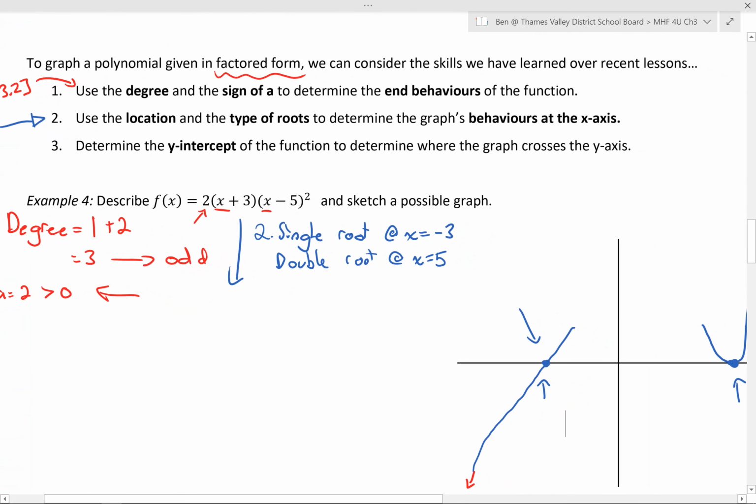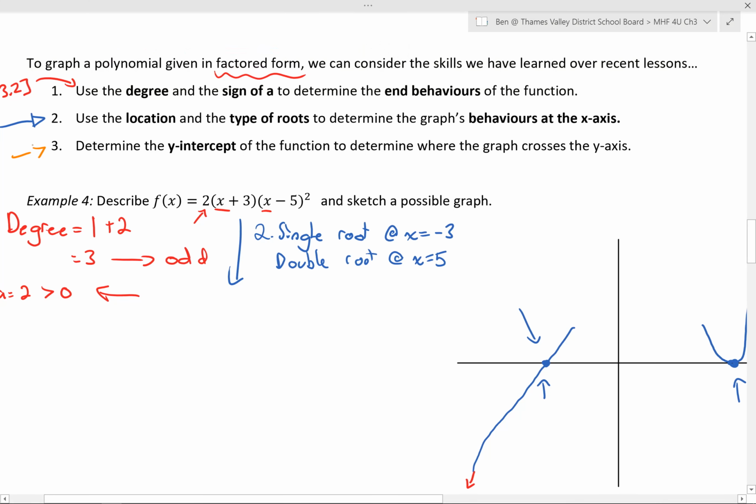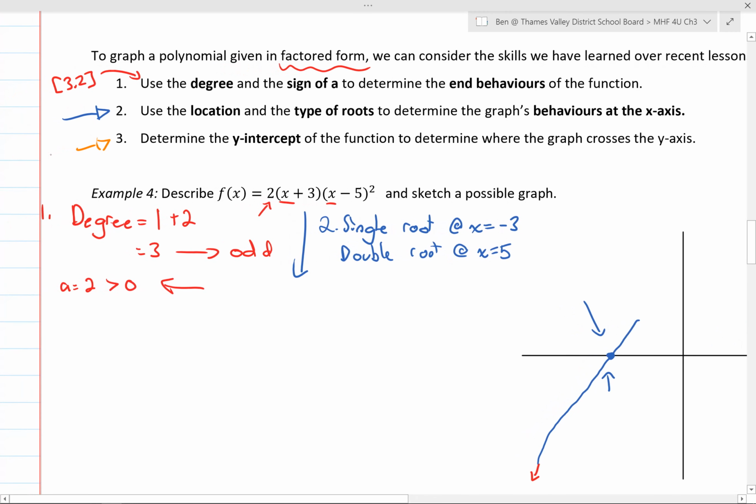Step number 3, we determine the y-intercept of the function to determine where our function crosses the y-axis. Now, you might think, okay, I don't really know how to find the y-intercept of a function. We haven't gone over that this chapter. You're right, we have not. But when you did go over that was from grade 9. And then you went to grade 10 and you used this skill again. And then you went to grade 11 and you used this skill again. So you should be really comfortable with it. And either way, if you don't remember, it should come back to you very quickly.